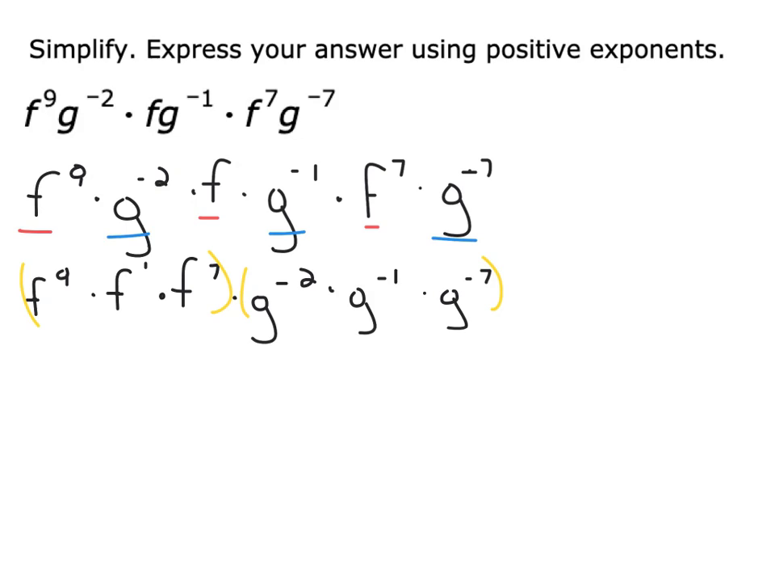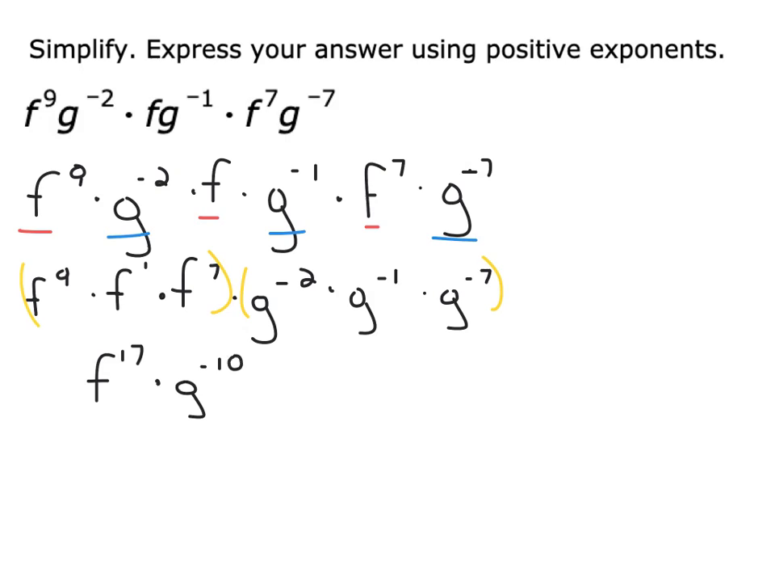Okay, what happens when you multiply exponents with like bases? You add the exponents. I should call them powers with like bases. You add the exponents. So here's the exponent. 9 plus 1 is 10, plus 7 is 17. So you get f to the 17th power times, and same thing here, you add the exponents. You get negative 2 plus negative 1 is negative 3. Negative 3 plus negative 7 is negative 10. So you get then times g to the negative 10.